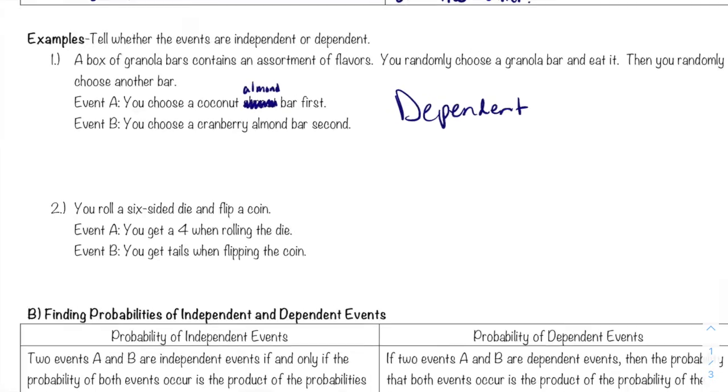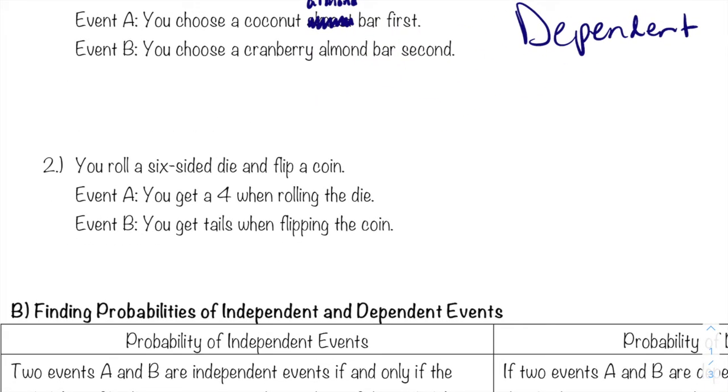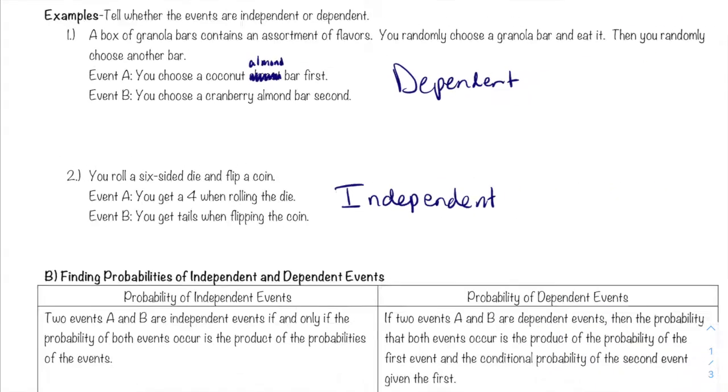Here, you roll a 6-sided die, so your normal die, and then you flip a coin. So the probability of getting a 4 when rolling a die, and then the probability of flipping tails when you're flipping a coin, these are going to be independent events, because it doesn't matter what I roll on the die. It has no impact on whatever I'm going to get on the coin. Whether I roll a 1 or 2 or a 6 has no bearing on what I'm going to flip on my coin. They are independent events. They don't depend on one another.